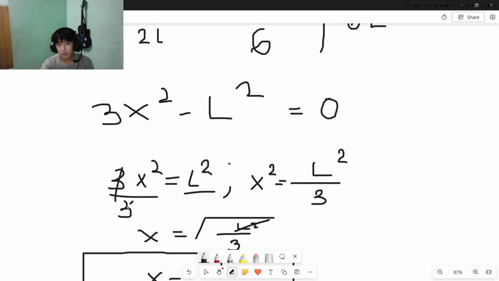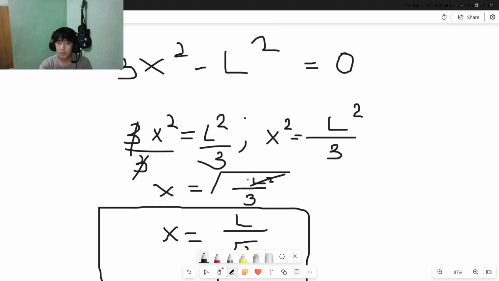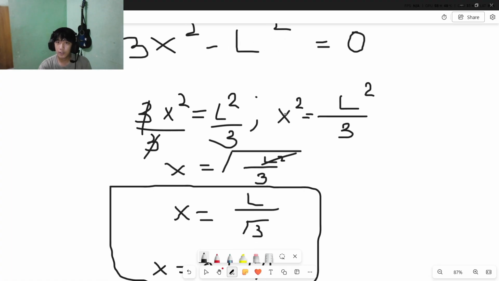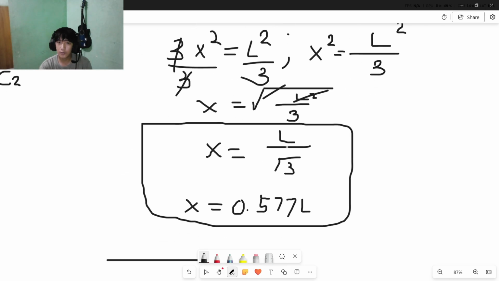So we cancel that out. So we're left with x squared equals L squared over 3. Now we need to get the only value of x, so we get the square root of this side. So this will just cancel out, square root, and then we're left with x is equal to L over the square root of 3.